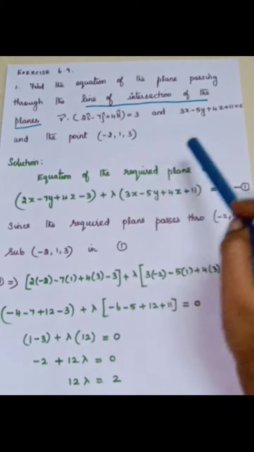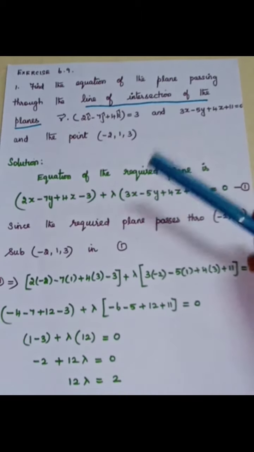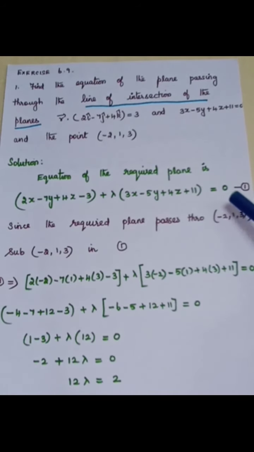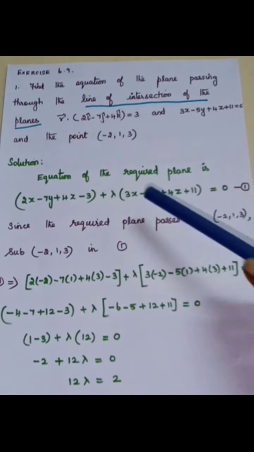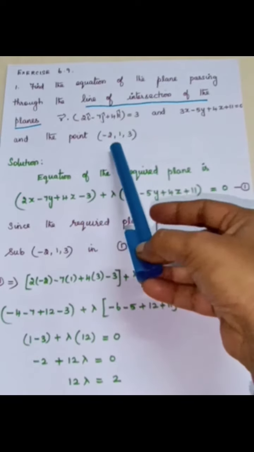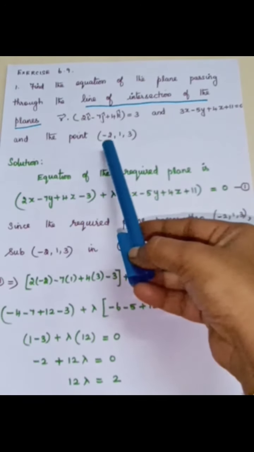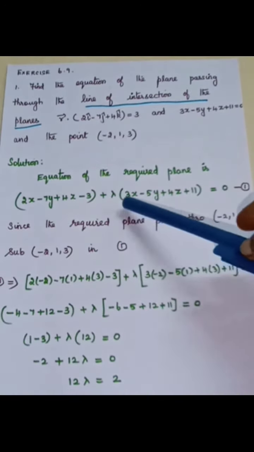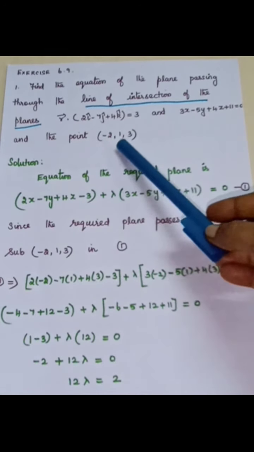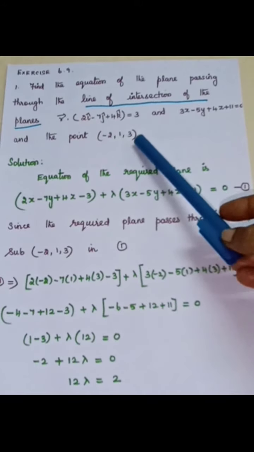Plus lambda into, you write the second plane equation, that is 3x minus 5y plus 4z plus 11 is equal to 0. This is the equation of the required plane, and it is given that the required plane passes through this point also. So therefore this point has to be substituted in the required plane equation. In the place of x substitute minus 2, in the place of y 1, in the place of z 3.